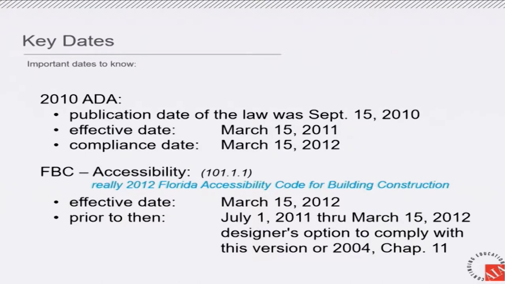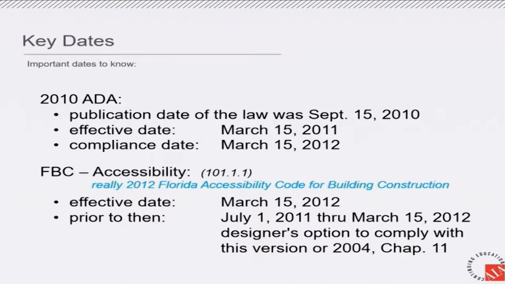So just quickly, review of dates. The 2010 ADA guidelines were published on September 15th, became effective March 15th of 2011, and then the compliance date was March 15th of 2012. In the interim, you could pick and choose which of the two standards you could design to, but you could not jump from one to the other. You had to pick all of one or all of the other.